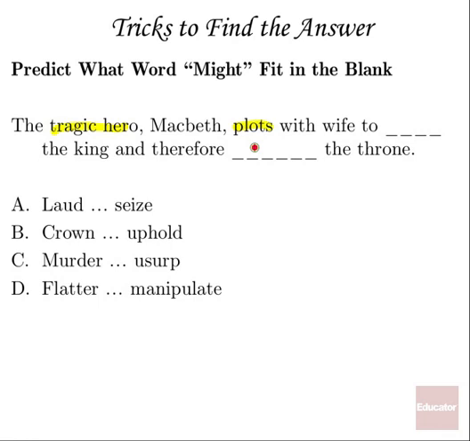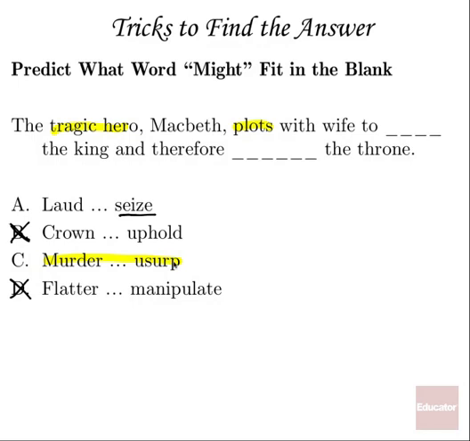So I'm probably not going to think that he's going to crown the king. That would be a good thing. And we're not doing that. Maybe he means to flatter the king. You know, give him a bunch of good compliments, make him feel great. Possibly, but not in this story. Now, if you know the story, you know what happens. Well, Macbeth actually wants to seize the throne. So what does he do in order to seize the throne? Well, he murders the king. So I know that this one right here is the correct answer.